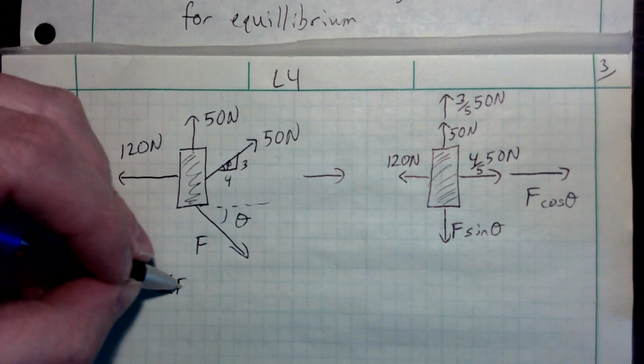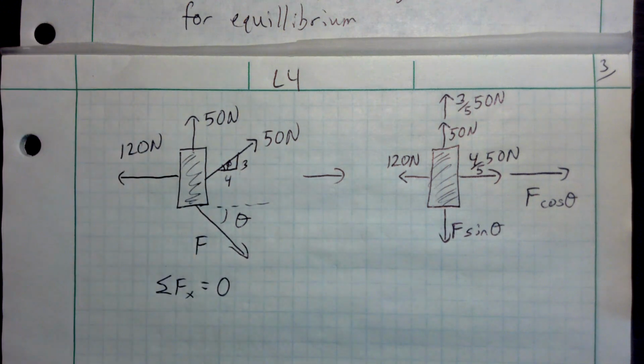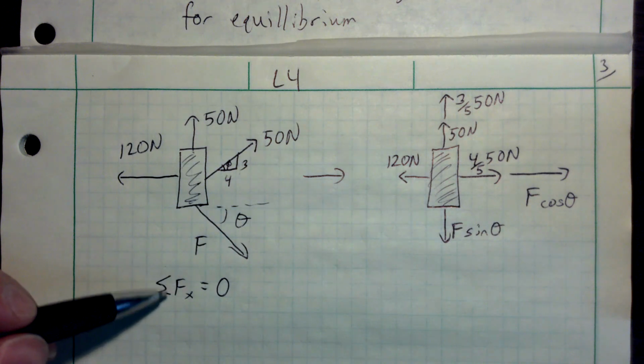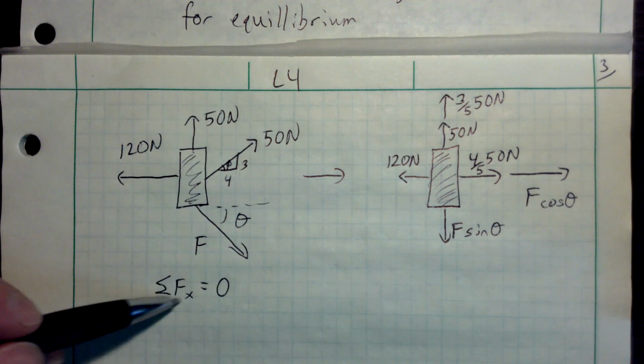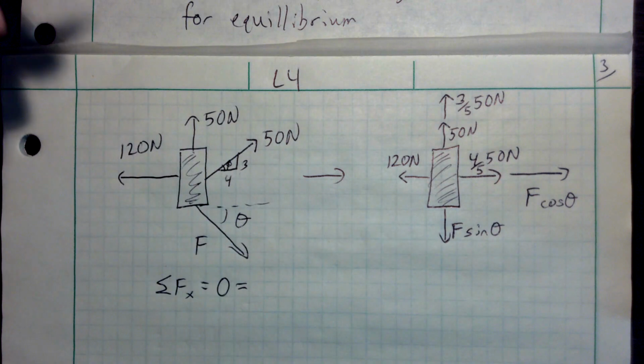because, again, to apply equilibrium, that means I'm going to write sum of forces equal to zero in the x direction. And this is basically just a placeholder. We're going to write it, but it's going to add up to be zero. This is saying I'm going to add up all the forces. They're going to be equal to zero, and then I go add up all the forces.